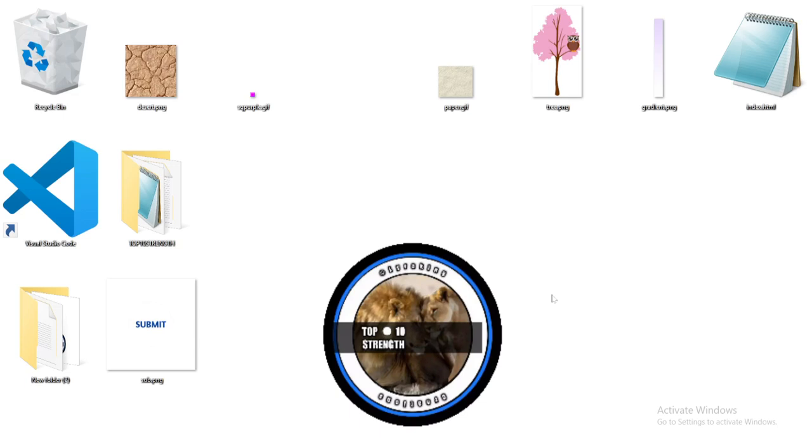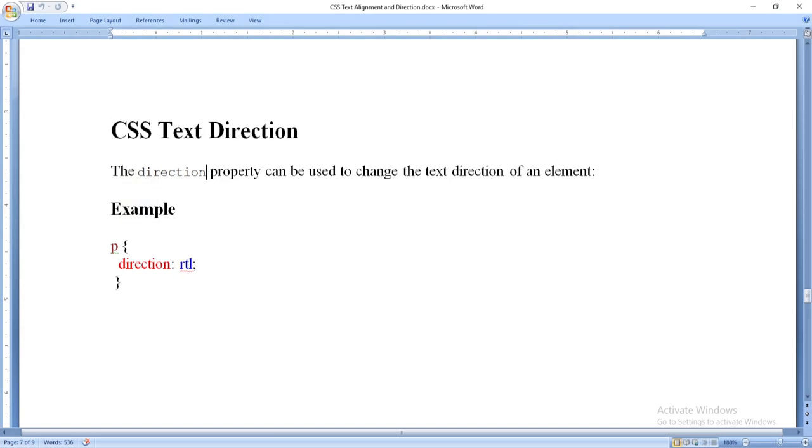Welcome back everyone. Quickly, let's continue our discussion on CSS text alignment and text direction. Right now we'll be specifically talking about the CSS text direction. The CSS direction property can be used to change the direction of an element. In this tutorial, we are going to specify the direction property along with the RTL value, so you can see how it works.